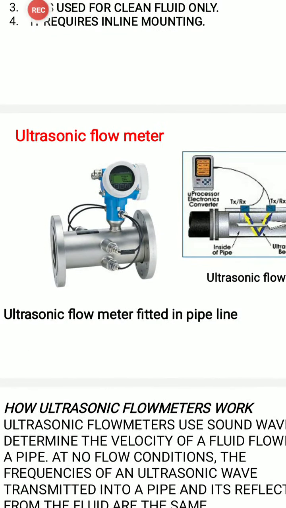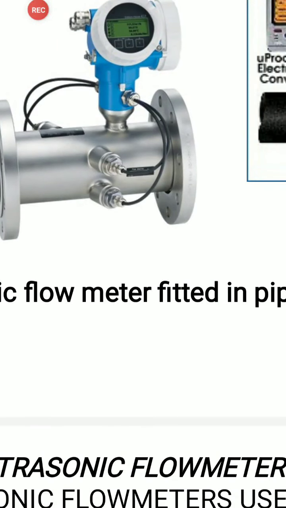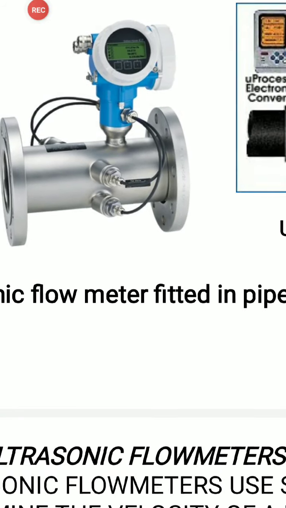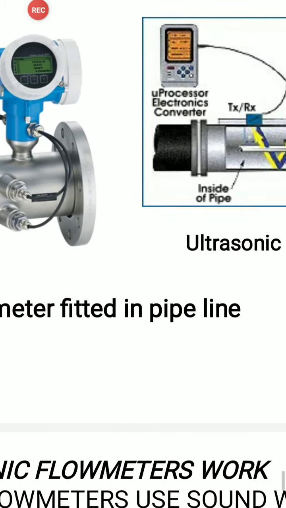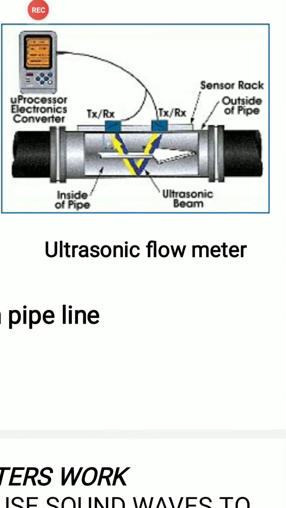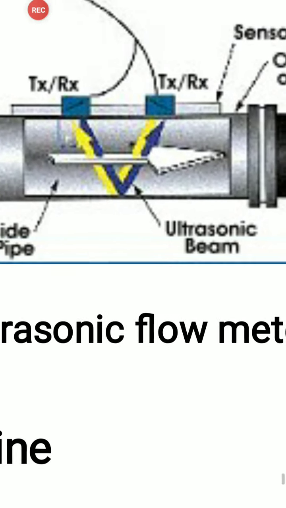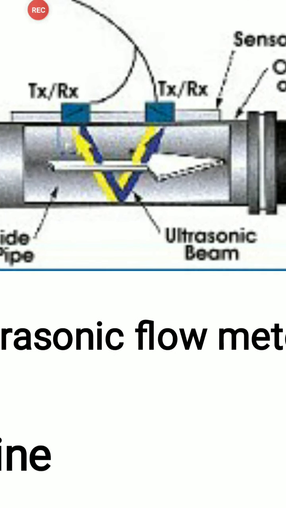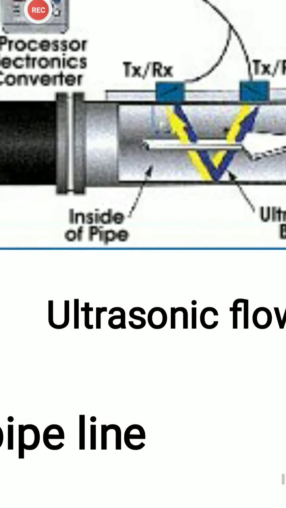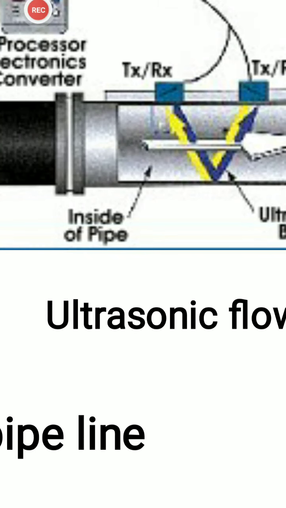Just observe, these two flanges are there and these are the probes through which we have to transmit or receive the ultrasonic waves. The instrument is fitted and you will get the reading over here. In another sketch you will find these black portions are the pipes connected with the flanges. Two flanges are shown over here, and here you will observe this is the ultrasonic beam. The arrow shows the direction of fluid from left to right. Right to left is also possible.